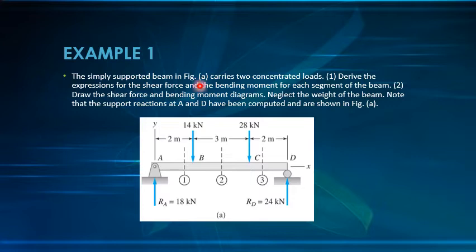Note that the support reactions at A and D have been computed and are shown in the figure. So we have here the forces 14 kilonewton and 28 kilonewton. Both of them are concentrated loads, and RA and RD are already computed, which are 18 kilonewton and 24 kilonewton. If the RA and the RD are not given, we can actually solve for them. We just do summation of forces vertical and summation of moment at any point. Then we can already solve for RD and RA.